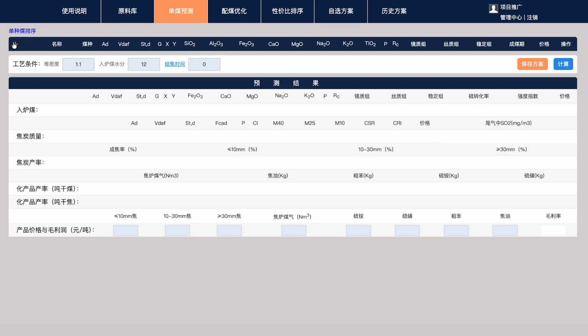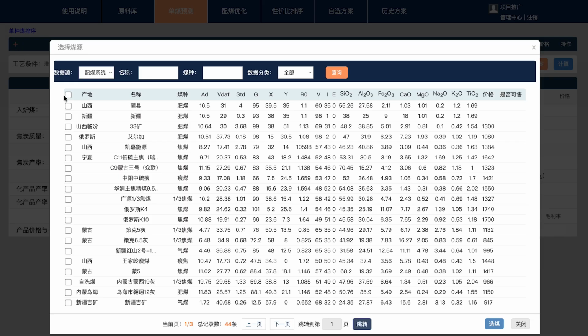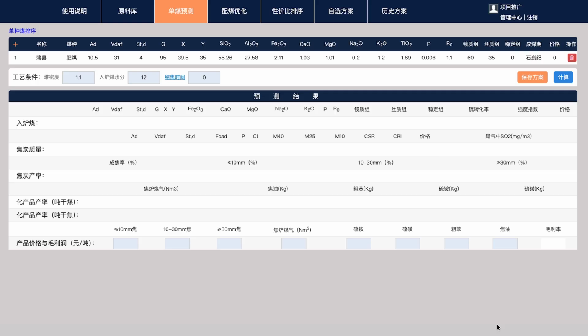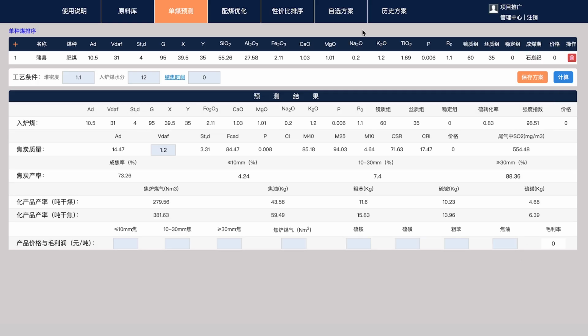We will select two fat coals with nearly identical proximate analysis indicators for a comparative test. First, we select one of the best domestic fat coals from Puxian, Shanxi. We select it from the database and input it into the online mini coke oven test model. Begin prediction, reading out the result.